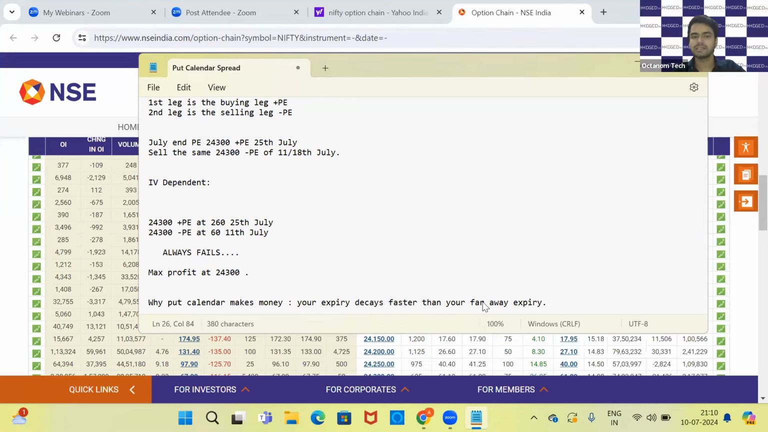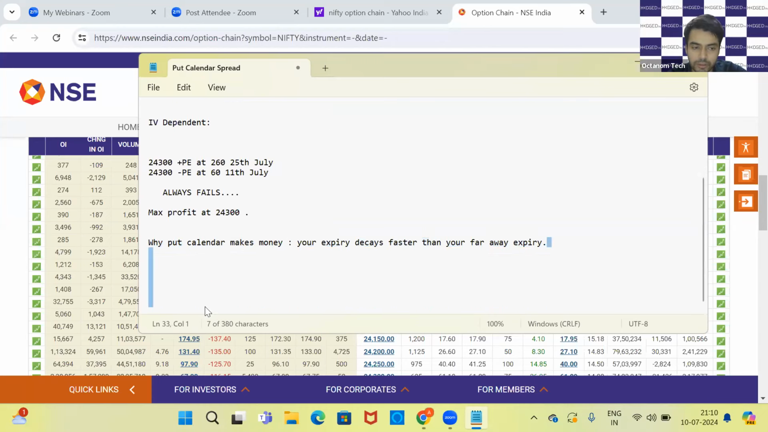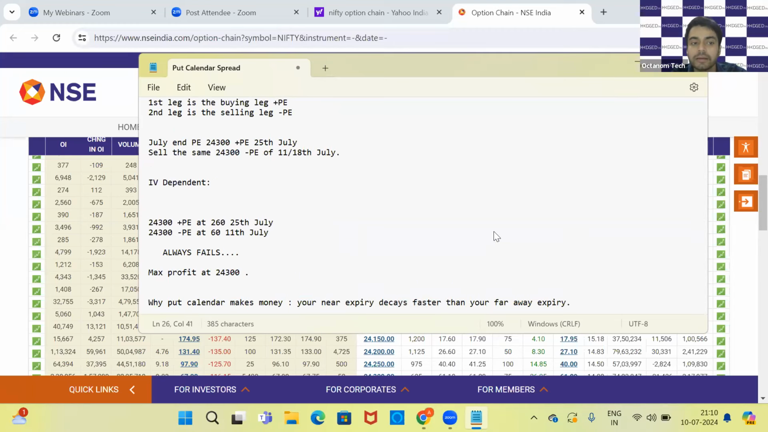Okay. Is this statement clear to everyone? What does this mean? Your near expiry decays faster than your far away expiry. Now, assuming that Nifty is at 24,300 by 11th July, I am going to get 60 points in the credit leg that I have taken, but I won't be losing 60 points in the debit leg at 11th July.